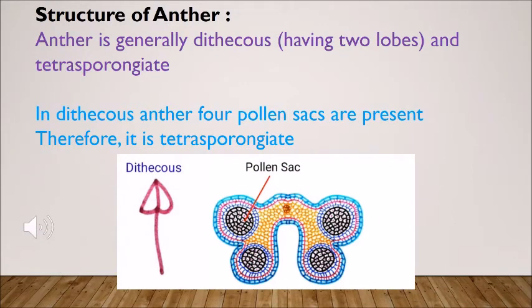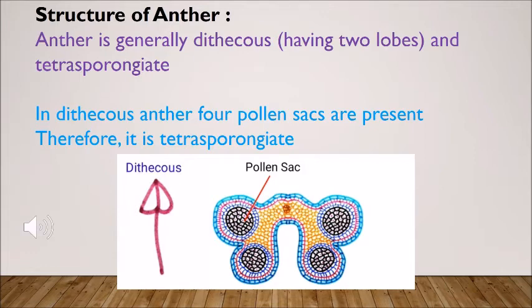Anther is generally dithecous. Di means two, which have two lobes, and tetrasporangiate. Tetra means four. Sporangiate means it contains four pollen sacs. In dithecous anther, four pollen sacs are present, therefore it is tetrasporangiate.